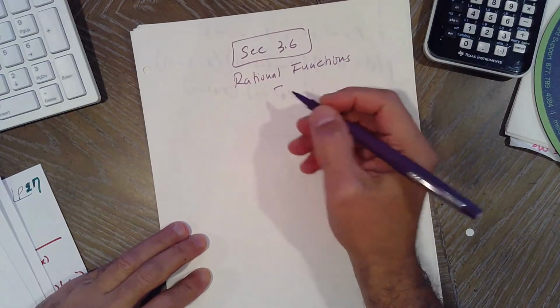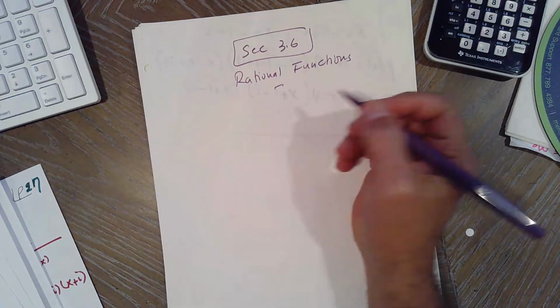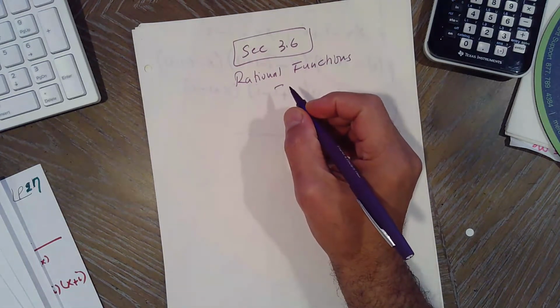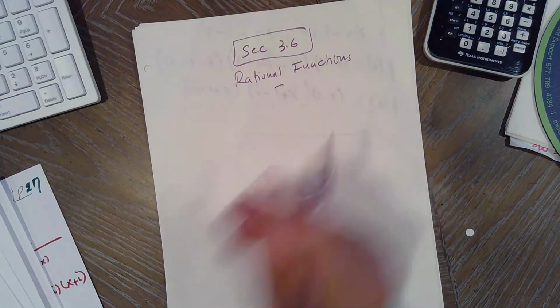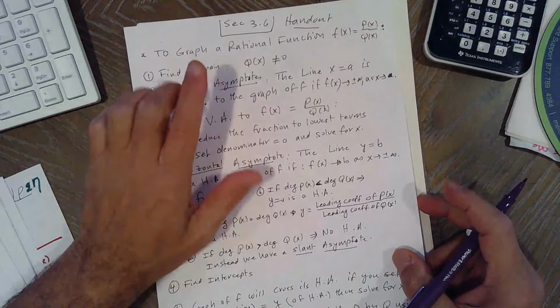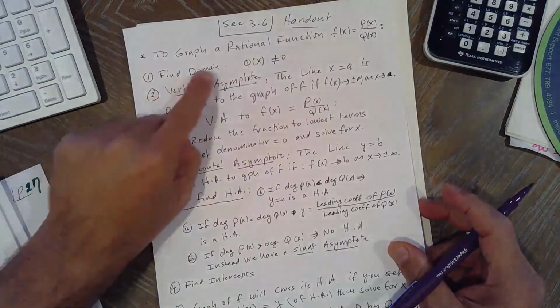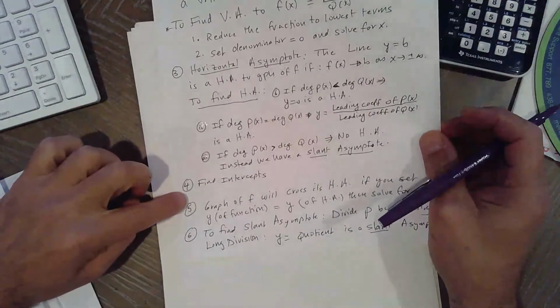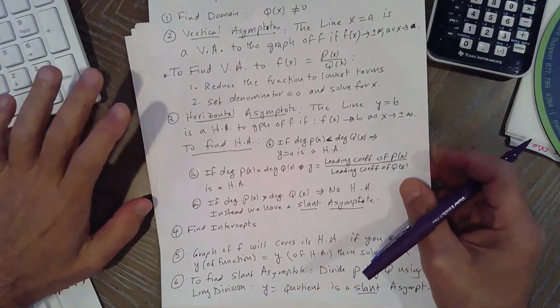All right, so let's go over section 3.6 today, rational functions. In this section, we're going to learn everything we can possibly learn about rational functions. To do so, there's a handout inside the notes. It says 3.6 handout. It shows the steps, and I'm going to go over each and every one of them. I'm going to give you examples on each and every one of them.